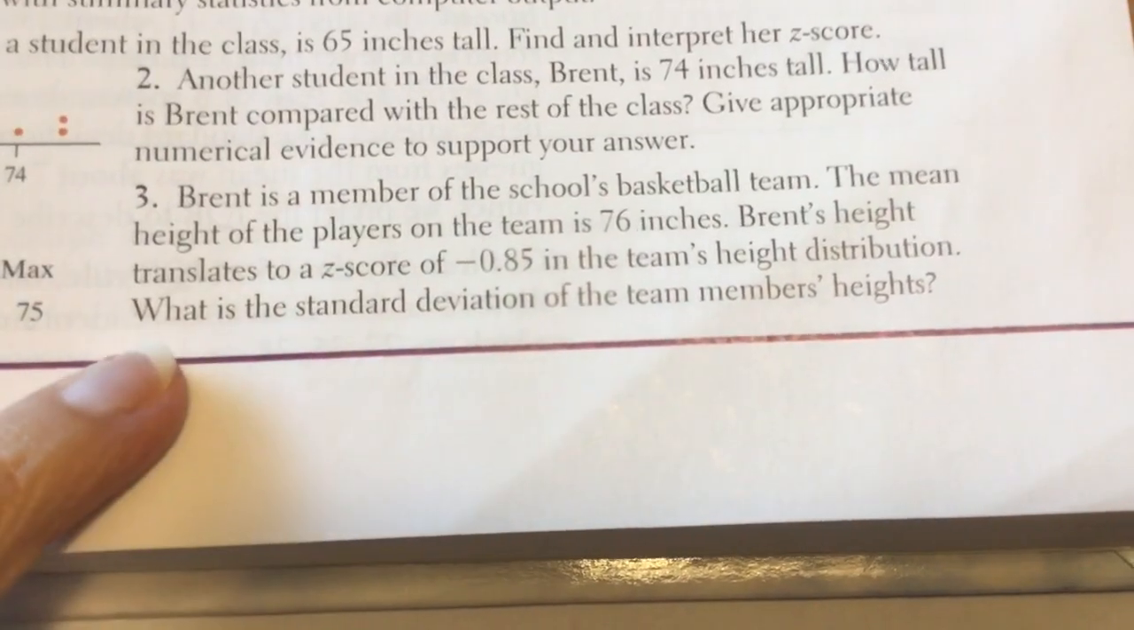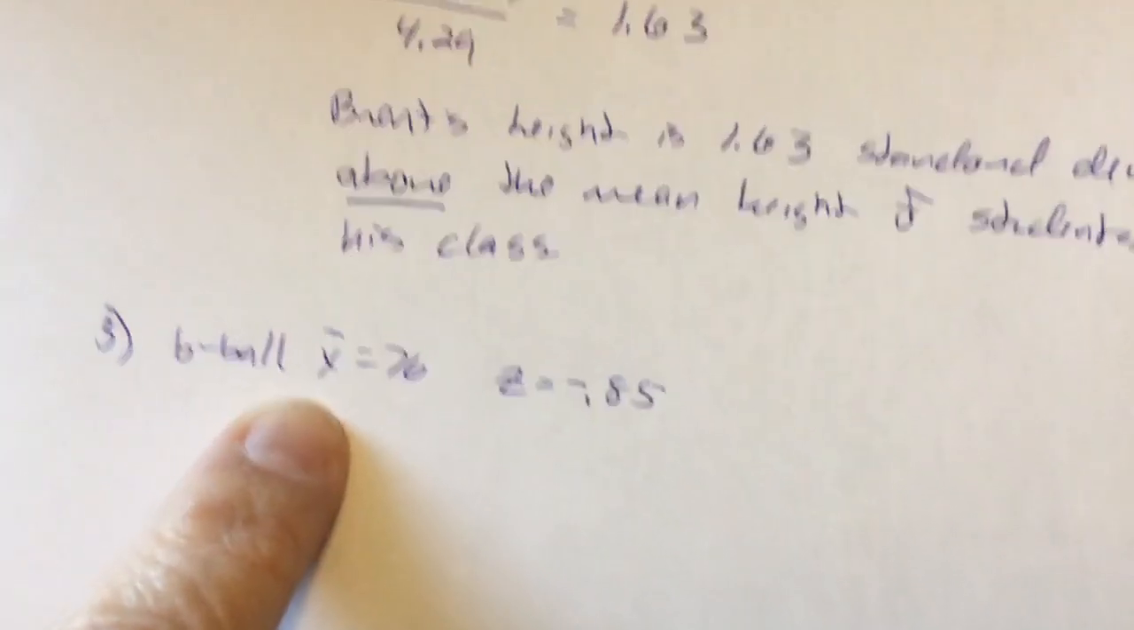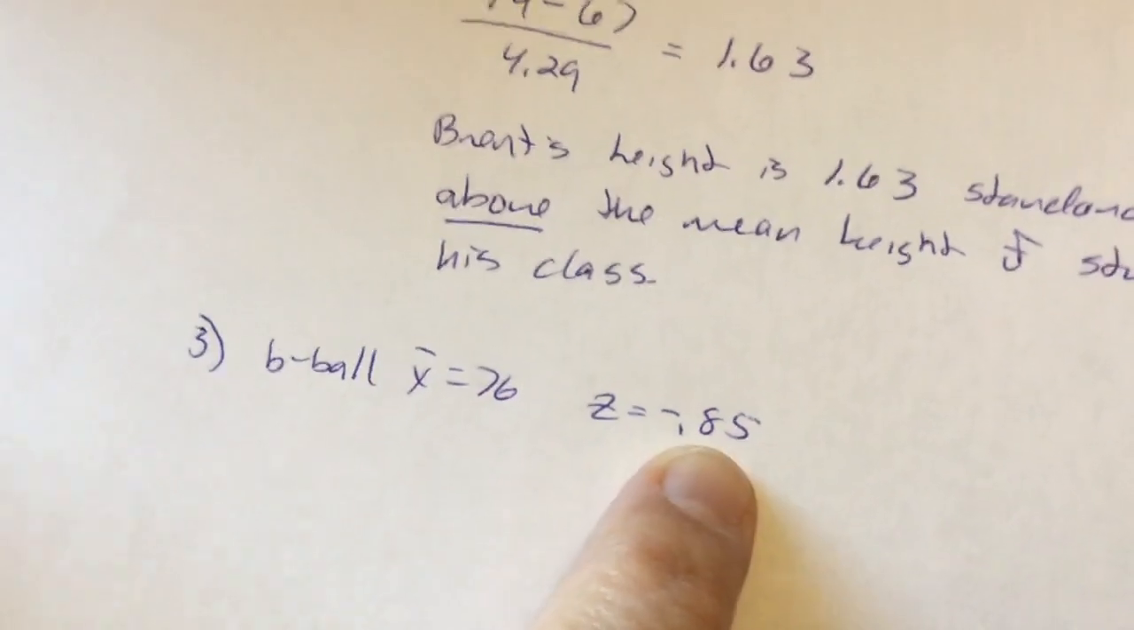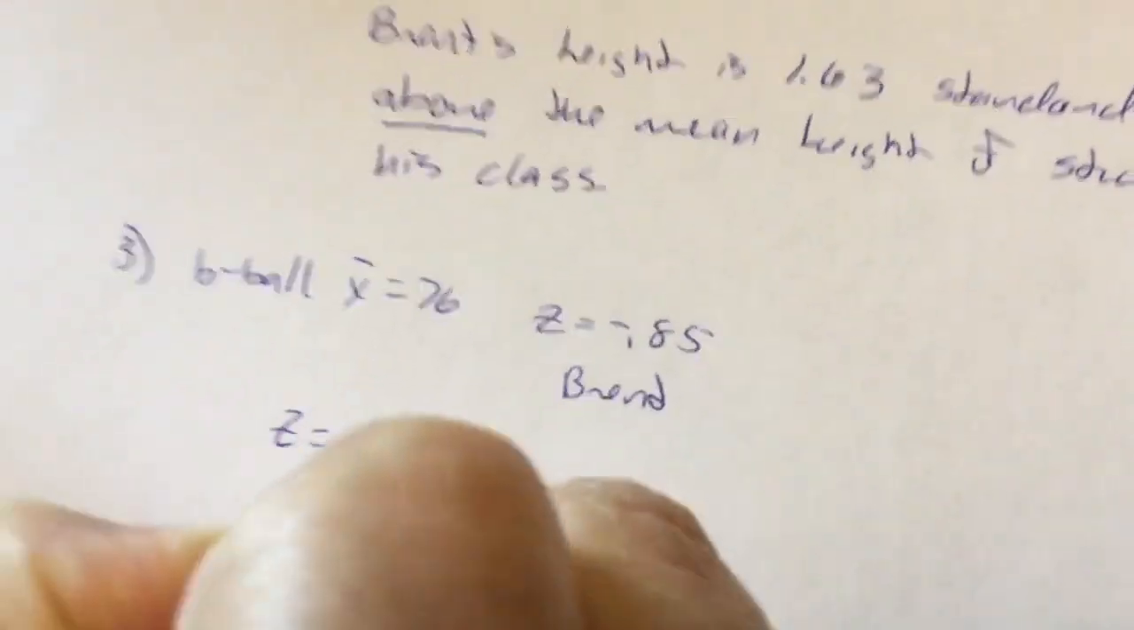Okay, so what's the standard deviation of the team members' heights? So we have the basketball mean and we have Brent's z-score. Let me put Brent with this. So we take our formula and we fill in everything we know.